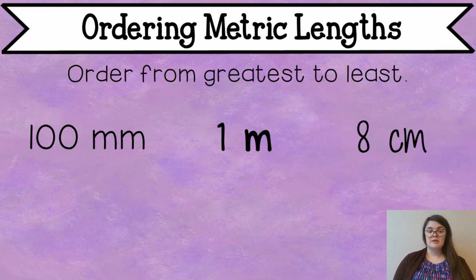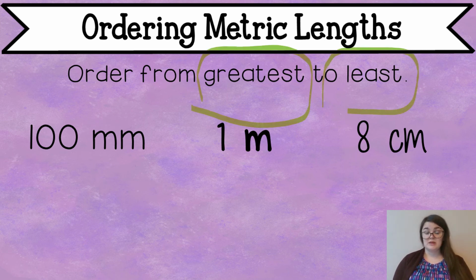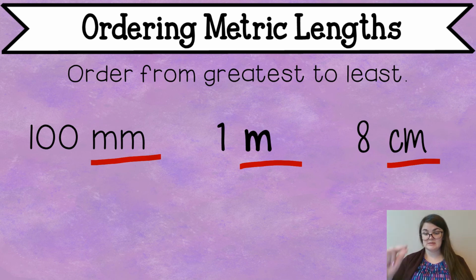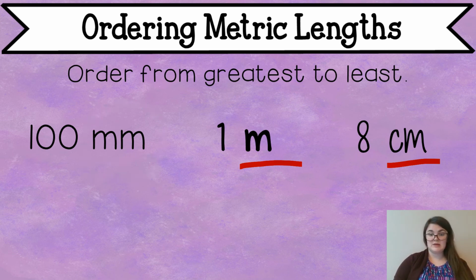If I have 100 millimeters, 1 meter, and 8 centimeters, the first thing I do is I notice what I am comparing. I'm comparing greatest to least, which means my biggest number will go on the left and my smallest number will go on the right. So doing that now, I'm going to first look at my units. I have millimeters, meters, and centimeters. Which one of those three is the smallest? My answer should be millimeters. Once again, millimeters are the smallest unit in the metric system.